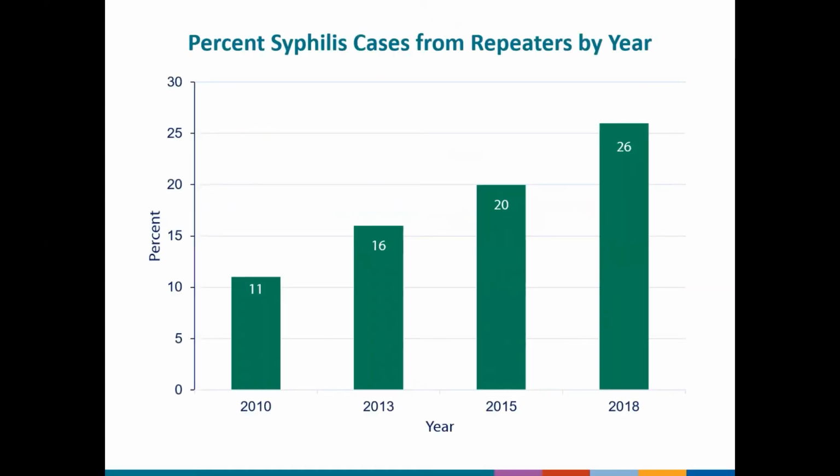So for the sake of expediency, here are results from some of the last few years of the study period. There's been an increasing trend in the percentage of syphilis cases each year by repeaters. In 2010, 11% of all syphilis cases were from repeaters. By 2013, 16% of all cases were from repeaters. And in 2018, 1 in 4 cases, or slightly more than 1 in 4 cases, were from repeaters.